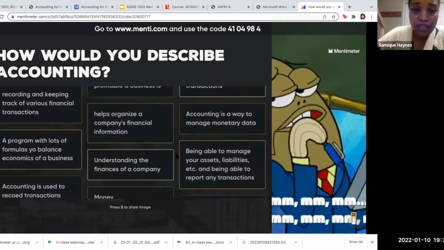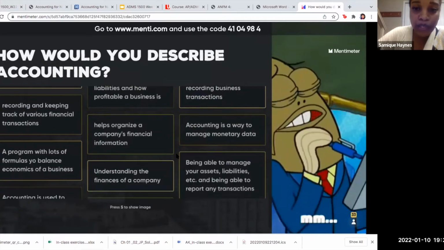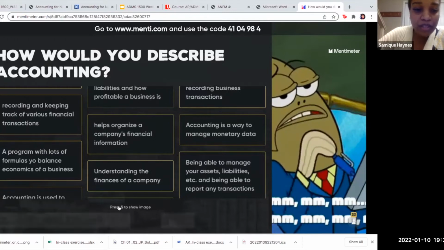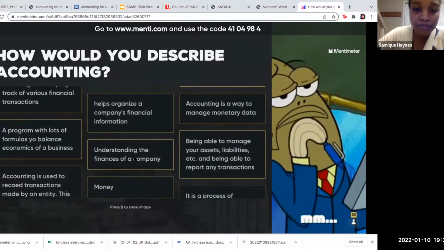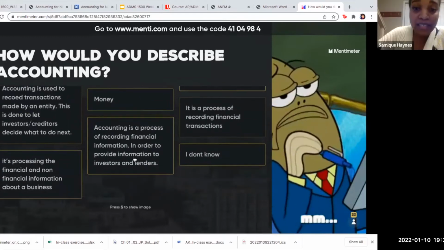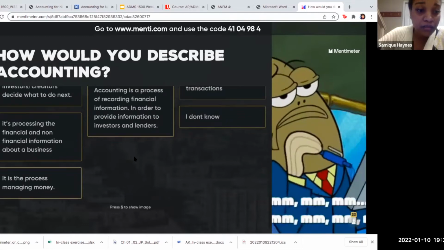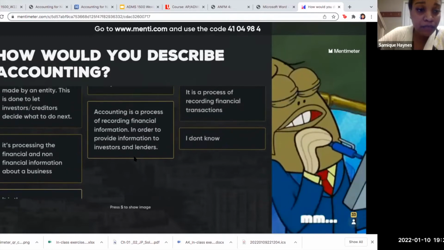While we're going through these, I'm seeing a lot of accounting terms: assets, liabilities, equity. Is everyone familiar with these terms? Have you heard them before? Yes. Okay, that's good. Somebody says, I don't know. You know what? I appreciate the honesty. Managing money.